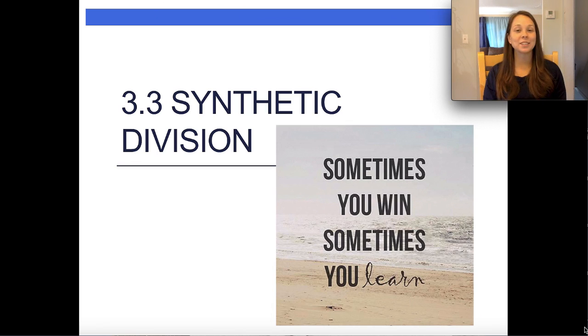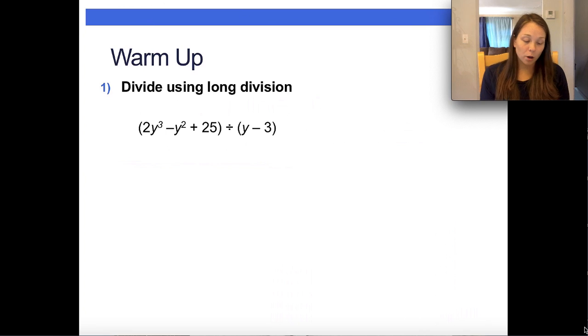Hi, ladies and gentlemen. So today we are going to take a look at synthetic division, the other method of how you can divide polynomials. So here's the warm-up to just remind you of what long division is and what it looks like. So take a moment to do this problem, then press play to see the answer.